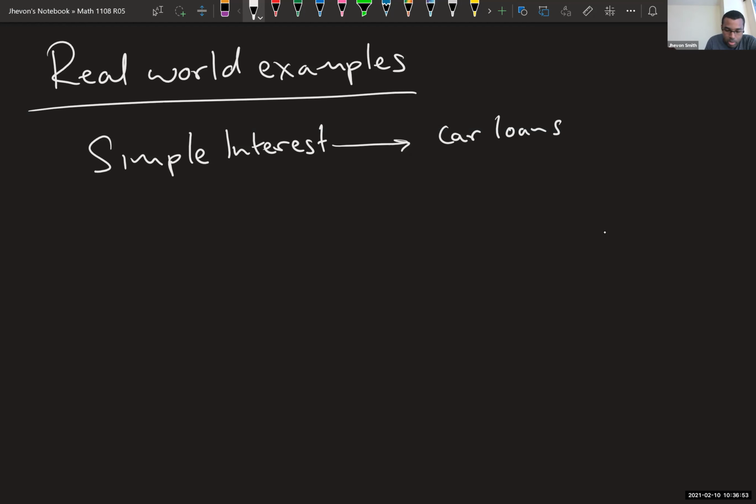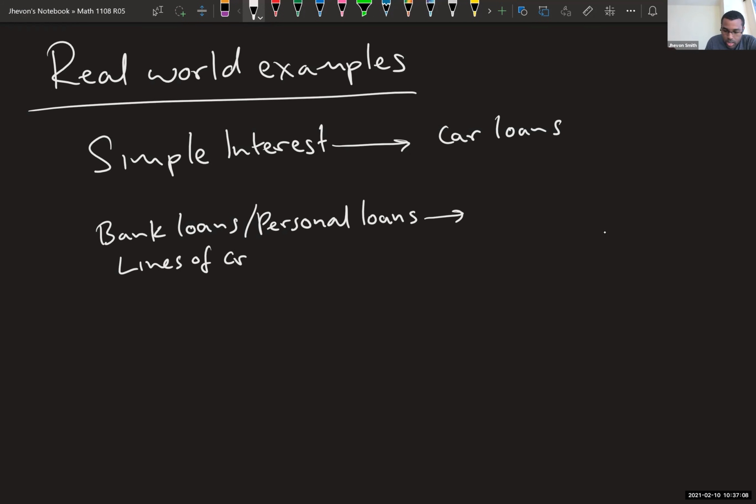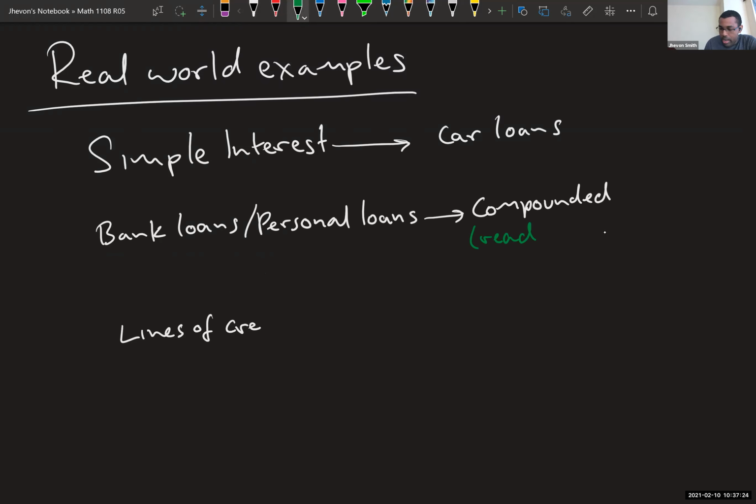Things like bank loans, personal loans, you know, personal bank loans, lines of credit. Maybe I'll put lines of credit down below. These are compounded. I would say read the fine print here to see how they're compounded and how many times.